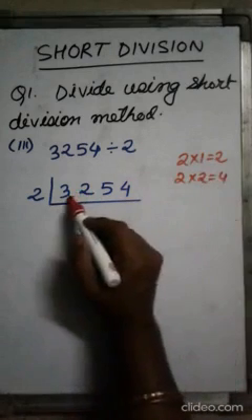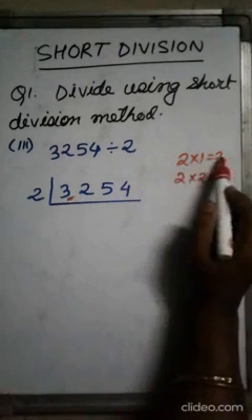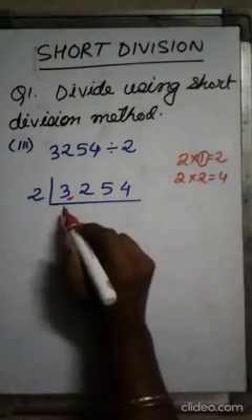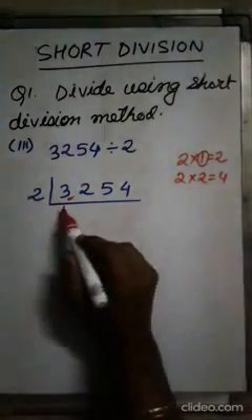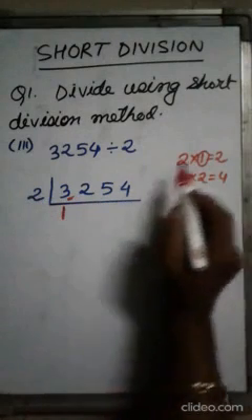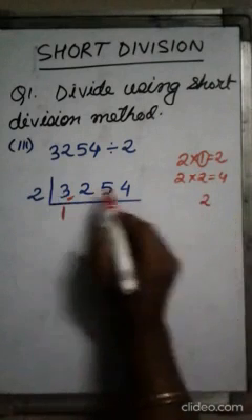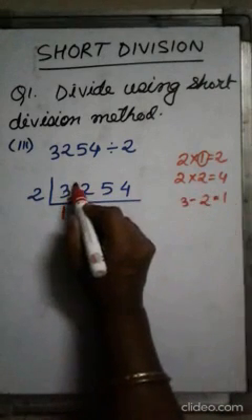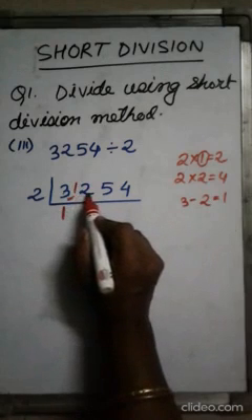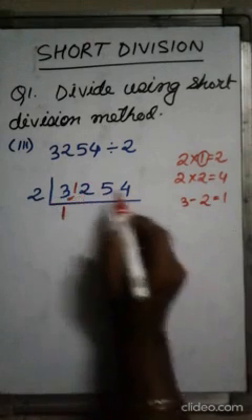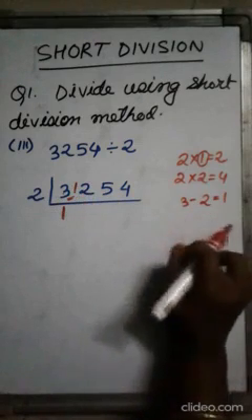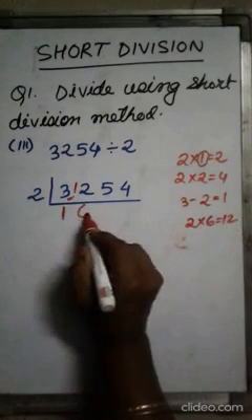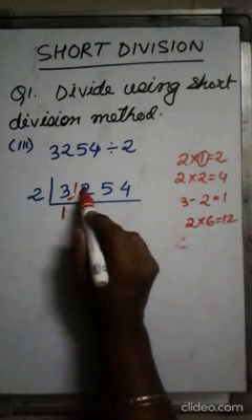So 3 is less than 4, but 3 is greater than 2. Therefore we shall write 1 here. 2 into 1 is 2. 3 minus 2 is 1. 1 I shall write with this next 2. It becomes 12. 2 into 6 is 12. So we shall write here 6. 2 into 6 is 12.